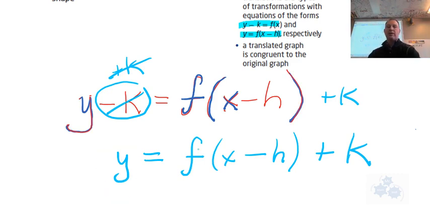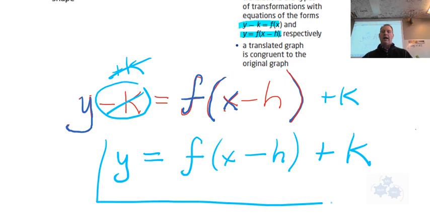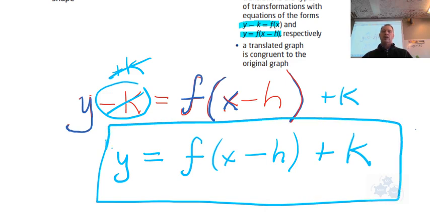And honestly, you're going to see this a whole lot of times where just the y is by itself, okay? So both of these are correct, but they look just slightly different. And of course, as they introduce this, you see how they have y minus k here equals f of x. That's the way they introduce it, so it's important for you to understand that really it's the same thing.